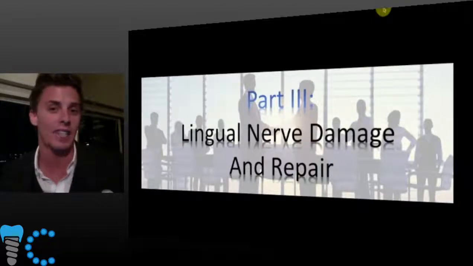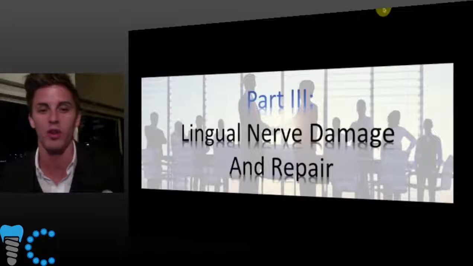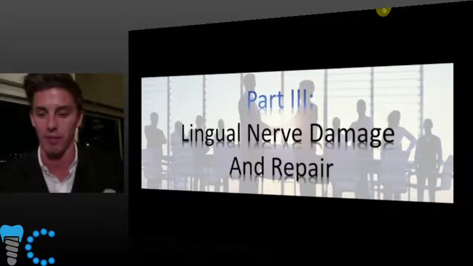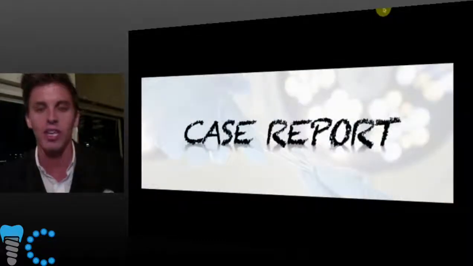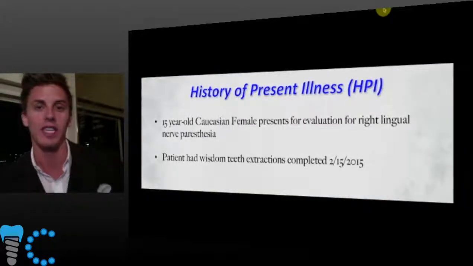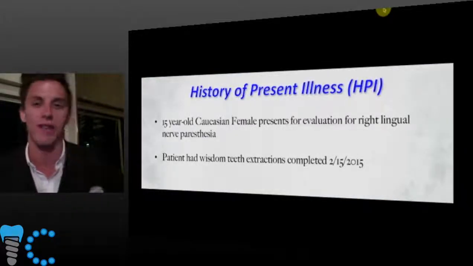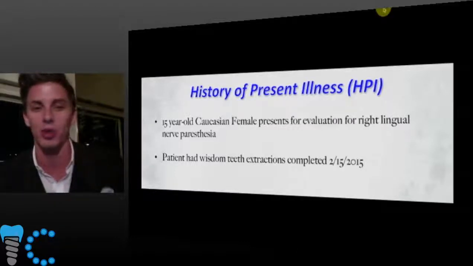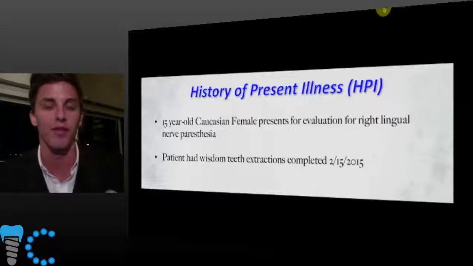This is the last part of the trilogy series on lingual nerve damage and repair. So the case report is we have a 15-year-old Caucasian female that presents for evaluation of right lingual nerve paresthesia, and she had her wisdom teeth extracted February 15th, 2015.